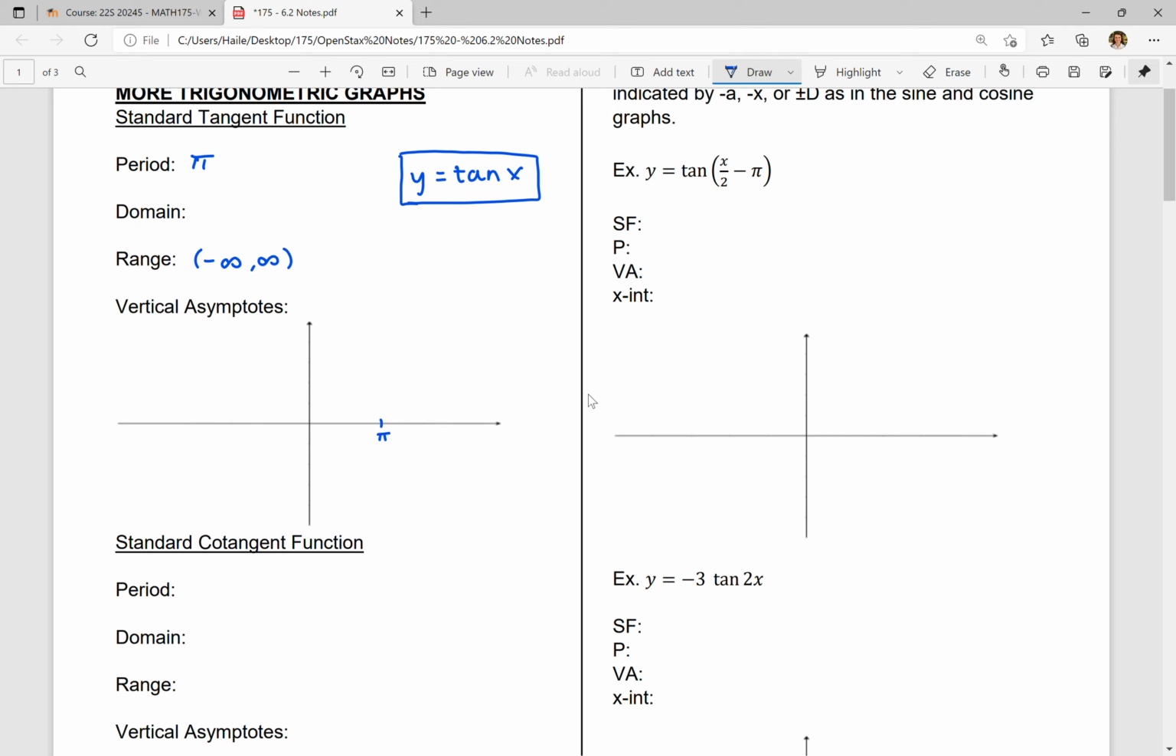I'm going to label the x-axis with pi over 2 and 3 pi over 2, and then negative pi over 2 and negative 3 pi over 2. And all of these tick marks are going to be vertical asymptotes. So to denote a vertical asymptote, I'm just going to draw a dotted line through each of these tick marks. A vertical dotted line, I should say. So this is how we set up our graph.